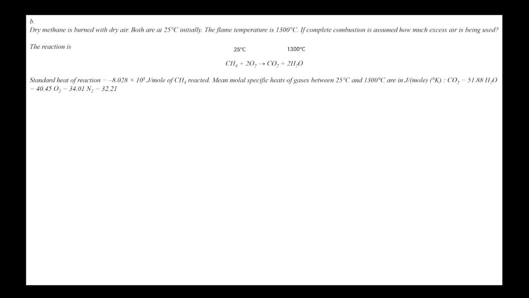The question is saying dry methane is burned with dry air, both at 25 degrees Celsius initially. The flame temperature is 1300 degrees Celsius. If complete combustion is assumed, how much excess air is being used? The reaction is CH4 plus 2O2 gives CO2 plus 2H2O. The standard heat of reaction is given, and the molar specific heat of the gases. Molar specific heat means joule per mole Kelvin. In some cases, it is joule per kg Kelvin also.